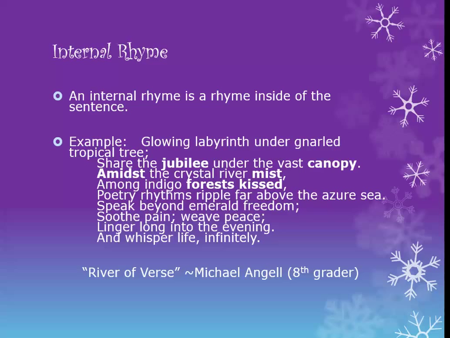And that was actually written by an 8th grader named Michael Angel from a book called River of Verse. You can see jubilee and canopy rhyme, even though they're in the same line. You've got one in the middle and one at the end. Amidst and mist rhyme, and forests kissed. Even though I kind of question that one, it's still a rhyme, and it's two words inside the same line of writing.